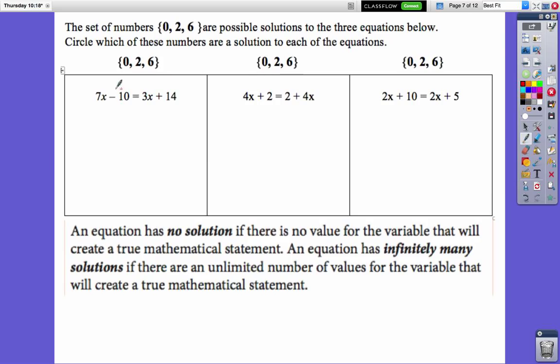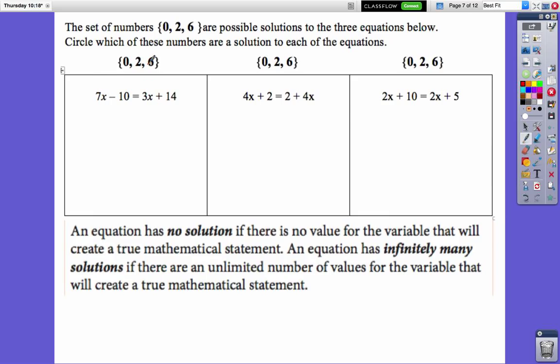If we try to plug in 2 for x, 7 times 2, that's 14. 14 minus 10, that is 4. So is 4 going to be equal to, if we plug in 2 here, that's 6, 6 plus 14? No, that's not equal, so 2 can't be a solution either.